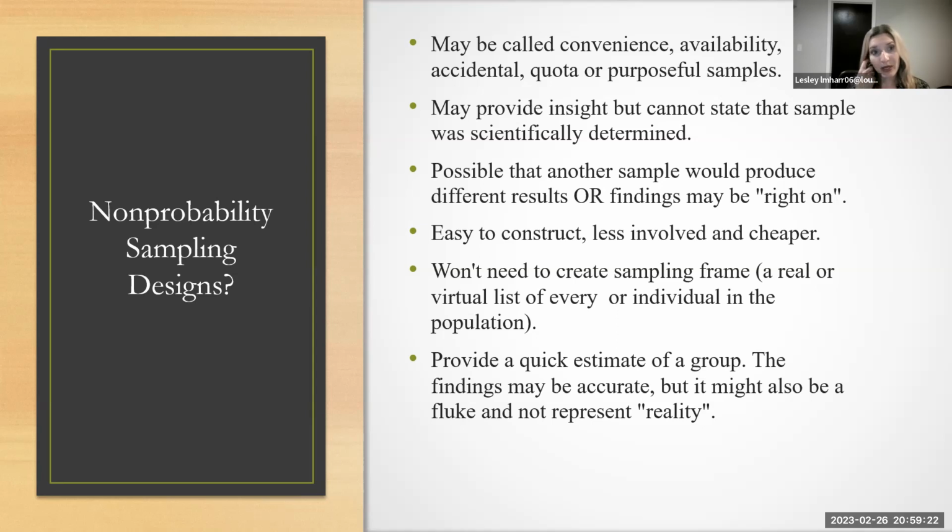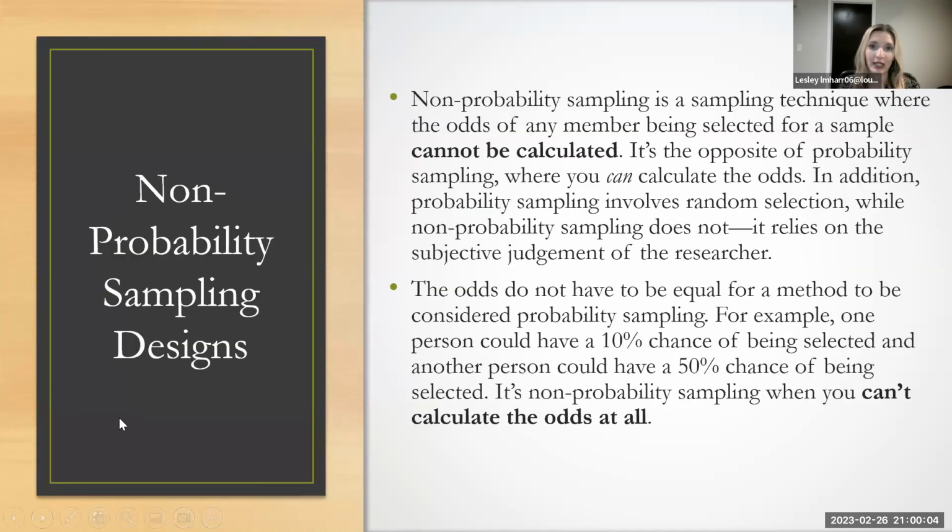A sampling frame would be created in a probability sampling strategy. For example, we could do a study with every single child welfare worker in the state of Kentucky. So we would get a roster and a list, and let's say randomly draw 100 people from that list and then contact them to be a part of the study. That would be considered probability sampling, but we are not talking about that when we're talking about non-probability sampling. A strength of this is that it provides a quick estimate of the group. The findings may be accurate, but they also may be a fluke or not represent reality of an organization.